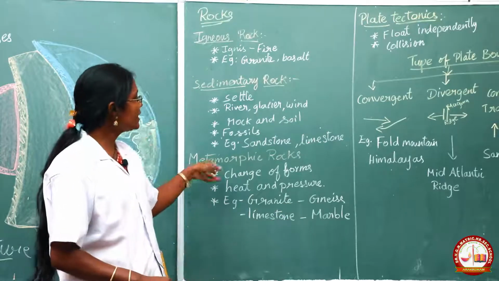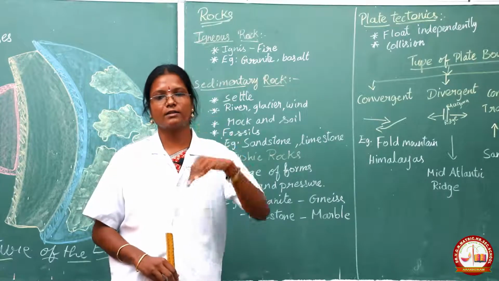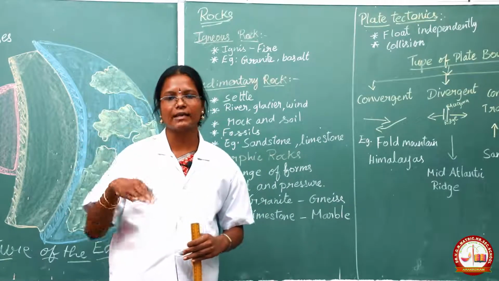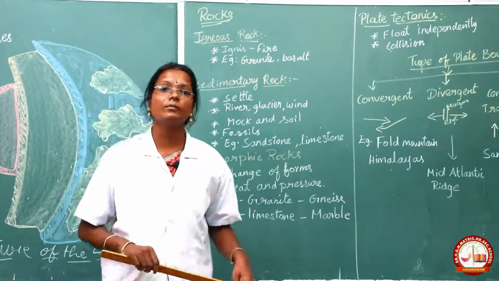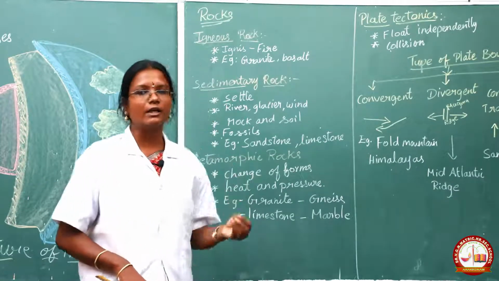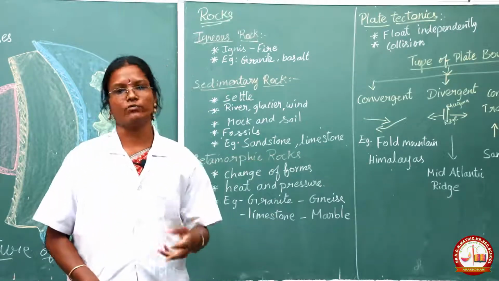Why was it changed? Because of the heat and pressure. When the rock goes inside the earth, the heat will be more and the pressure also will be more. Because of the pressure and heat, these sedimentary and igneous rocks changed into metamorphic rock.